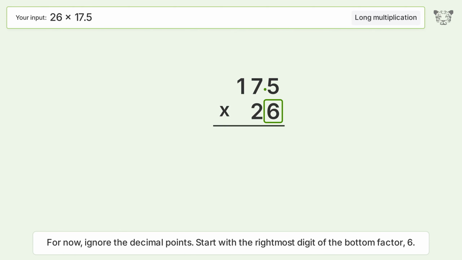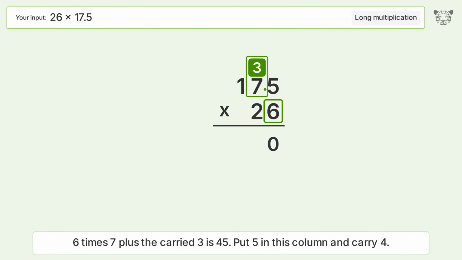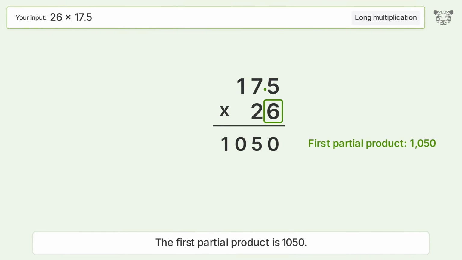Start with the rightmost digit of the bottom factor, 6. 6 times 5 is 30. Put 0 in this column and carry 3. 6 times 7 plus the carried 3 is 45. Put 5 in this column and carry 4. 6 times 1 plus the carried 4 is 10. The first partial product is 1050.